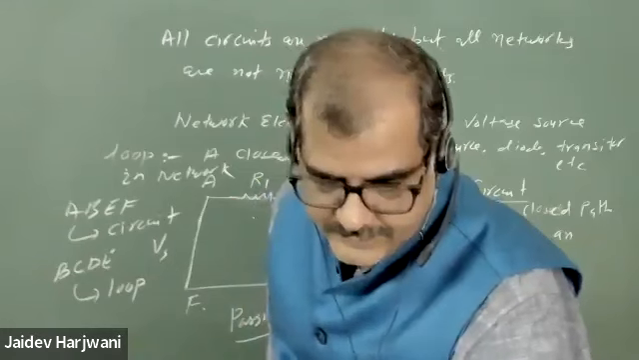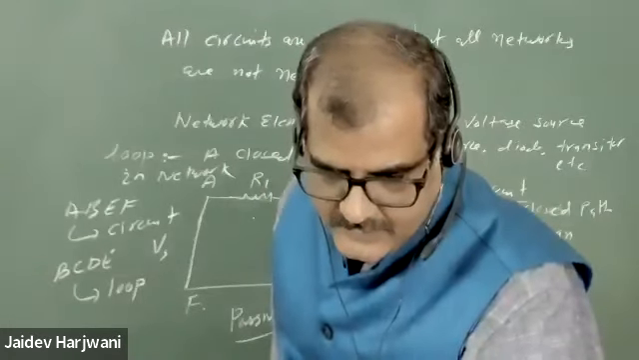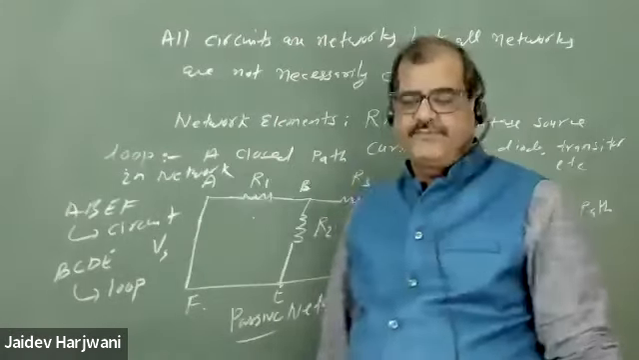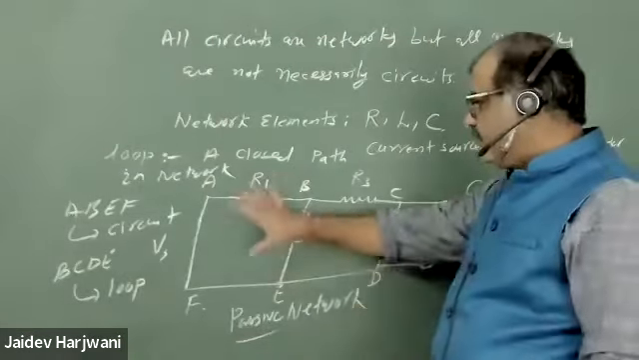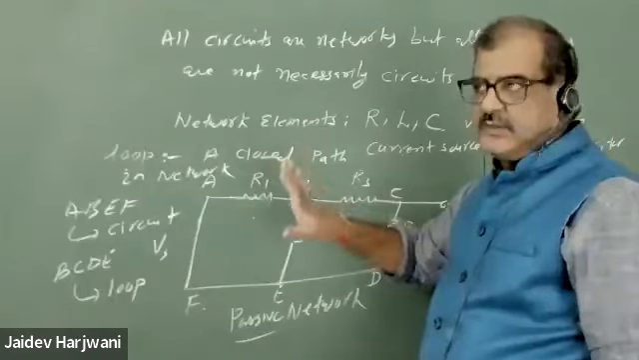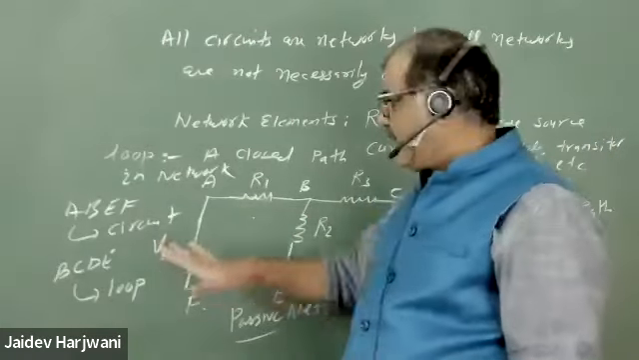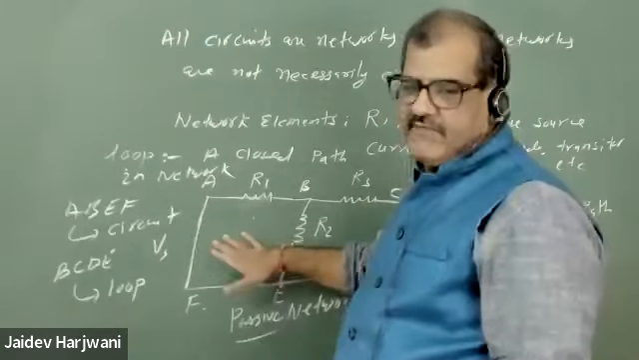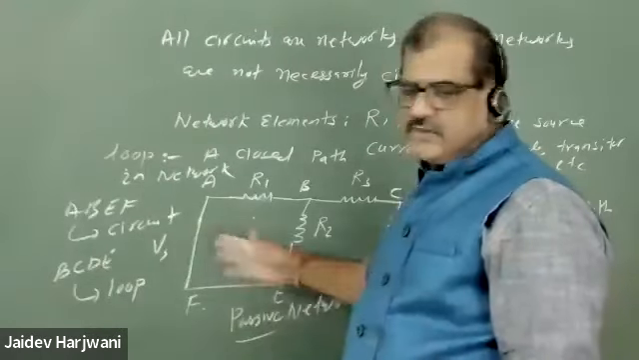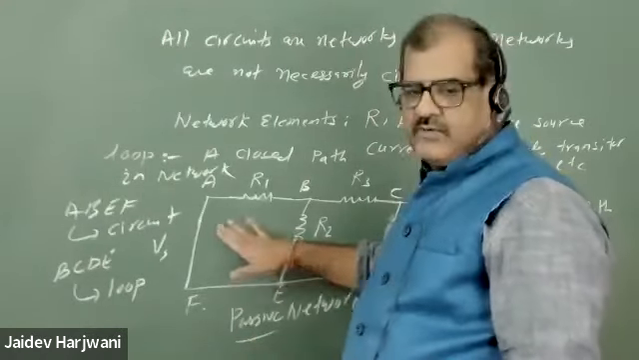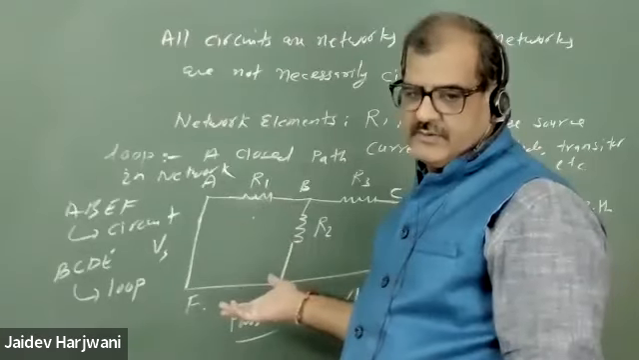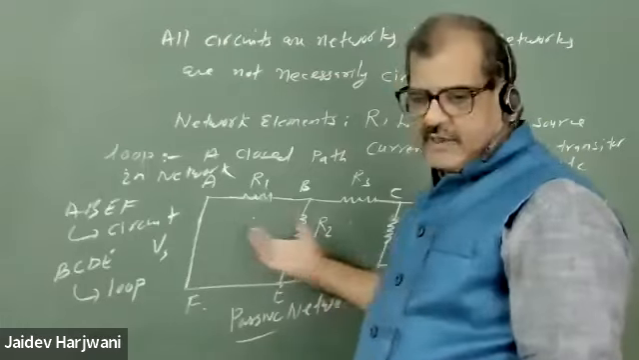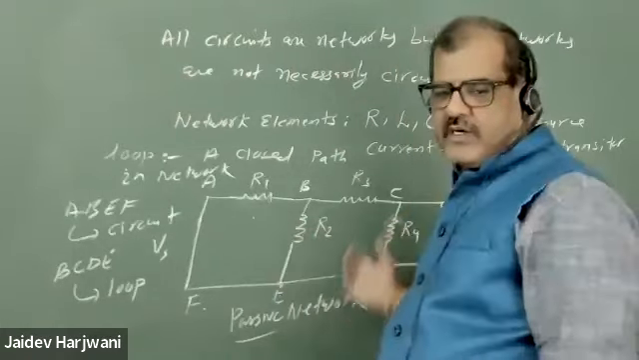Sir, a passive network is one which does not contain an energy source. Yes, or which is open-ended. So I told you, if any loop contains an energy source, that is a circuit. Any simple interconnection of elements may or may not have an energy source. If there is an energy source, that is called an active network. If they do not contain any energy source, they are called passive networks. So this is an example of a passive network, but we cannot call any part of this network a circuit.